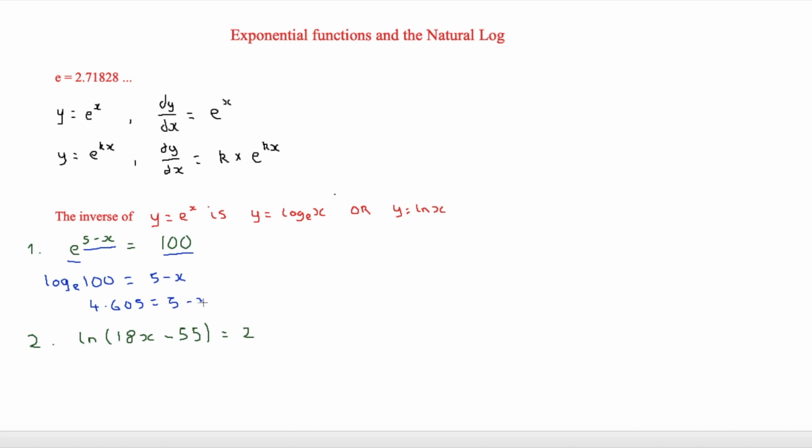So therefore, if you do a bit of rearranging, you end up getting 5 minus 4.605. So x is equal to 0.395.